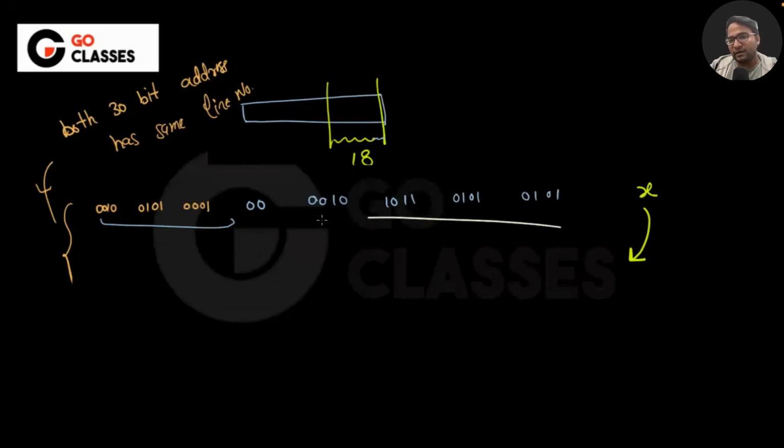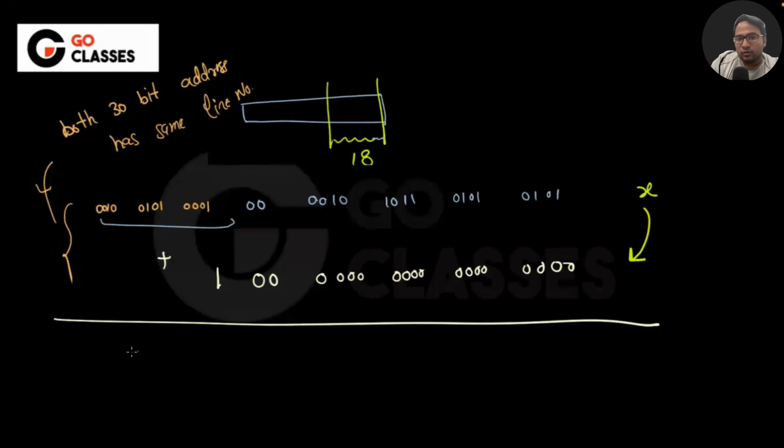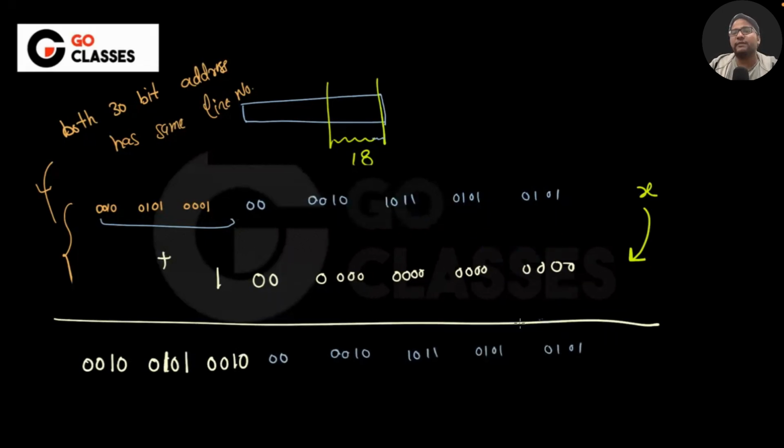See, if you add anything here, won't it change the line number? If you add one here or something. So what should you be adding such that the line number is same? You should be adding one, all the zeros, all 18 zeros, isn't it? This is the least number you can add such that the line number is same. So this is the next address, minimum address I can say. You add one here and everything else is same. So this is the least address which shares the same line number, isn't it?